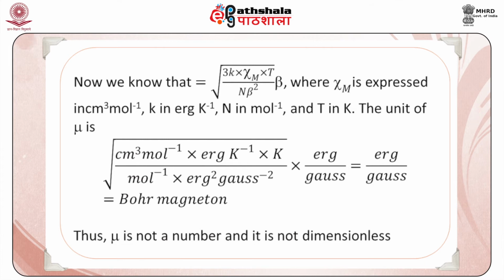Now, as we know that μ = √(3k χm T / Nβ²) Bohr magneton, where χm is expressed in centimeter cube per mole, k in erg per Kelvin, N in per mole, and temperature in Kelvin. So the unit of μ is erg per Gauss, which becomes equal to Bohr magneton. Thus, μ is not a number and it is not dimensionless.